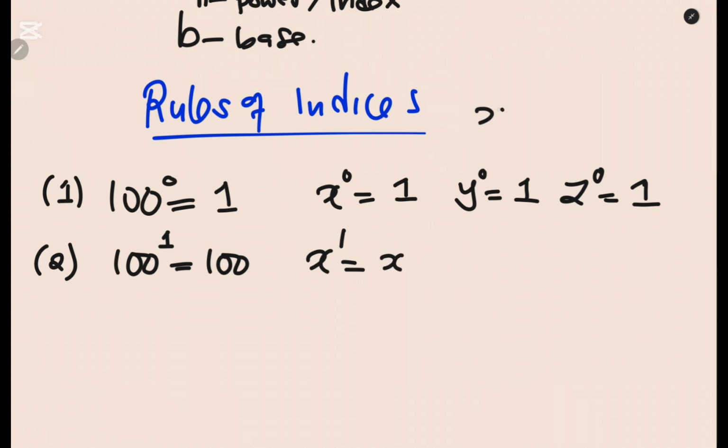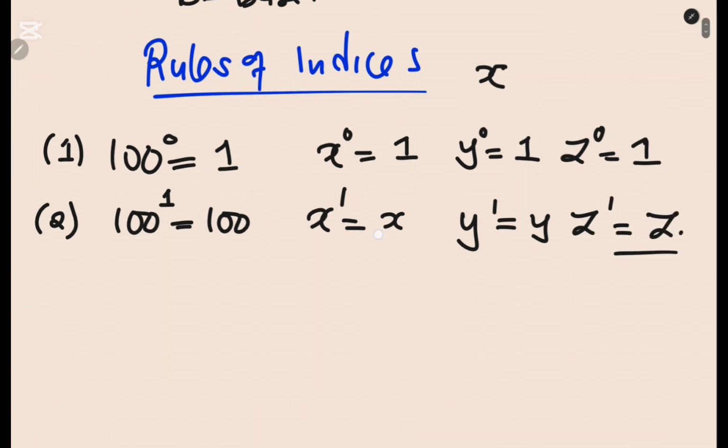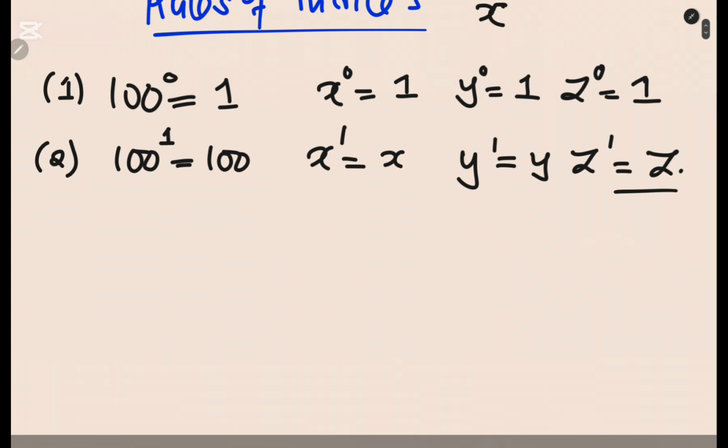Sometimes we just write it x. You should know that it has the power 1. If you cannot see the power, just know that it has the power 1. Then of course, y to the power 1 or just y is equal to y. z to the power 1 is equal to z. So this is the second one that you need to know. Any number raised to the power 1 is the number itself.